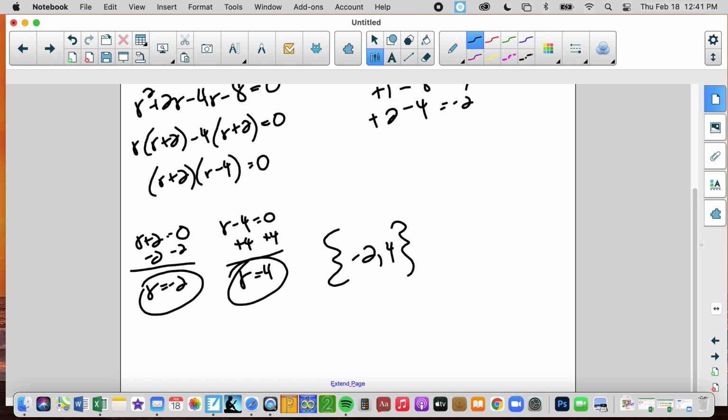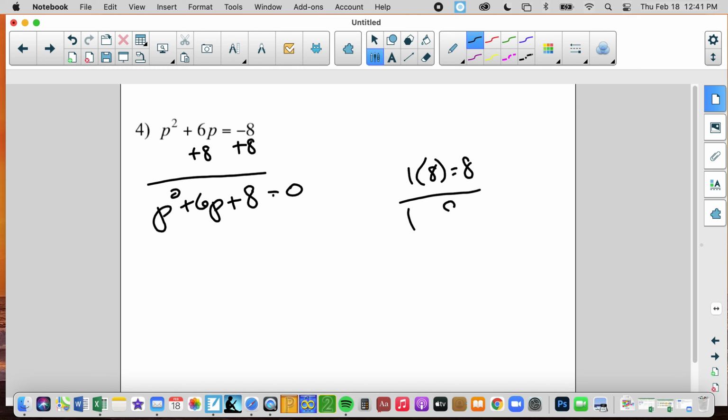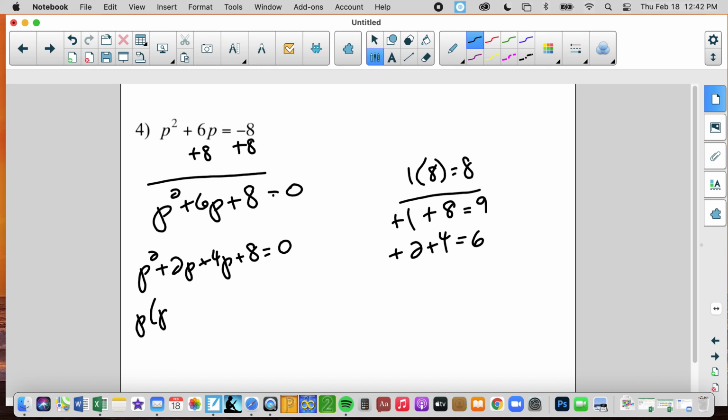And you're going to start getting really good at this where you can go as fast as I am. Number 4. All right, we're going to set it equal to 0. We're going to move that 8 over. p squared plus 6p plus 8 equals 0. 1 times 8 is 8. 1, 8, 2, 4. Signs are the same this time, and both are positive. So we get 6. So we have p squared plus 2p plus 4p plus 8 equals 0. Factor out a p. Factor out a 4.